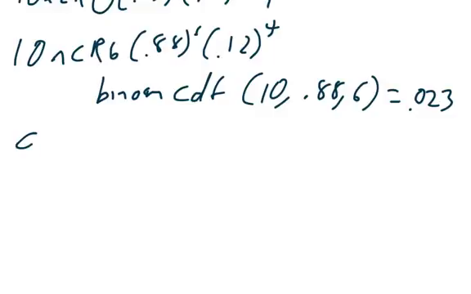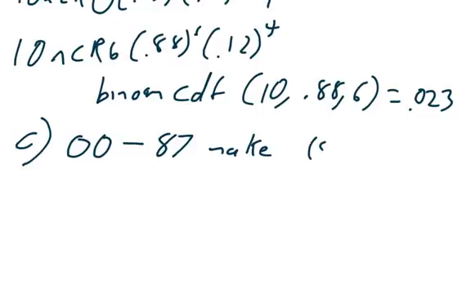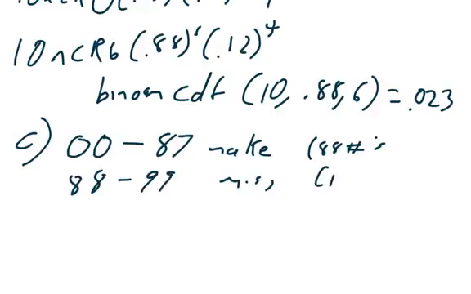For part C, it says how would you simulate someone kicking 9 times, and so we have to use 2 digits because it doesn't come out to where we can use 1 digit. So 00 to 87 is a make. That would be 88 numbers. And 88 to 99 would be the miss. And if you count them, there are 12 numbers.